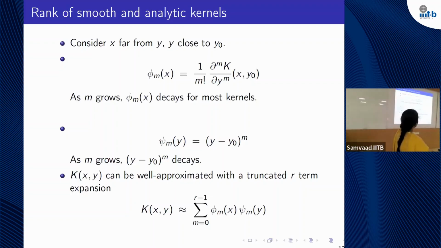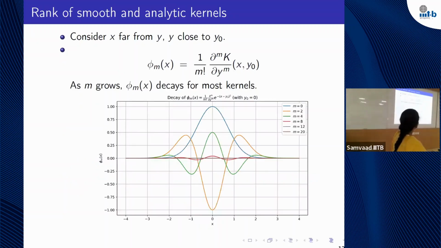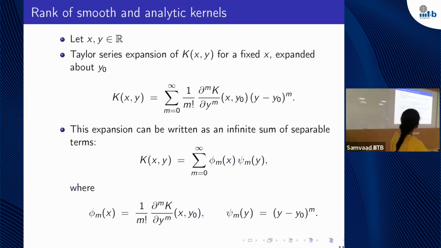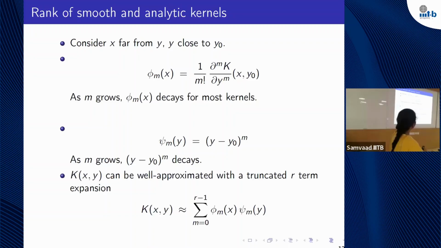So there exists some finite r such that I can truncate all the higher order terms. So I can approximate this infinite series summation that I had here by truncating it after r terms, because beyond a certain r, the values are very small. Therefore, I'm going to approximate it with a finite number of terms, an r-term series expansion.